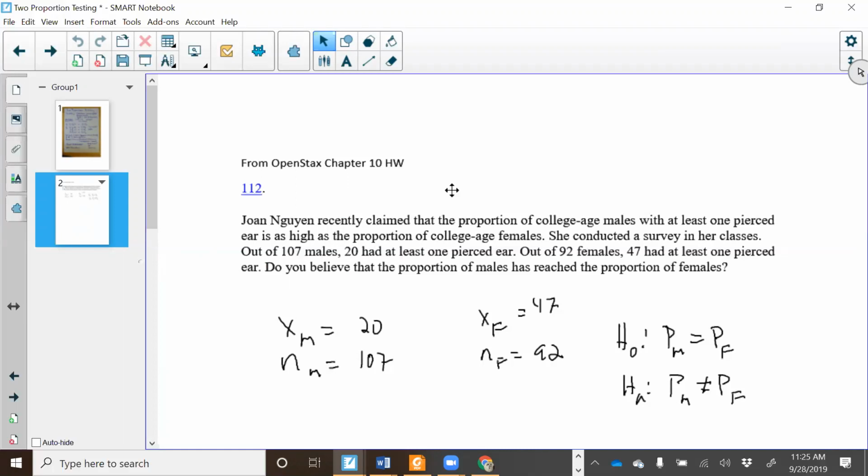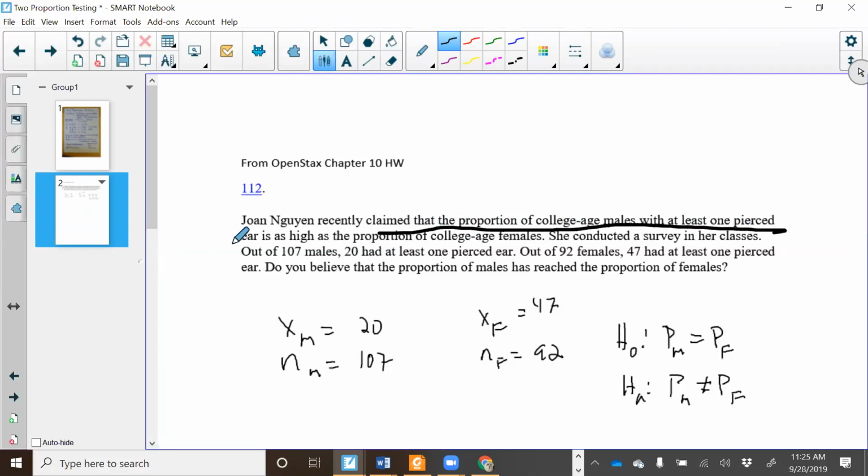Okay, so that is my claim. She claimed the proportion of college-age females with at least one ear pierced is as high as the proportion of males. So this is my claim. This is what she's claiming, isn't it? That they're equal, at least as high. So that's different from what we've seen in the past. Now we're saying that H0 is the claim. And I'm going to do a two-tailed test.